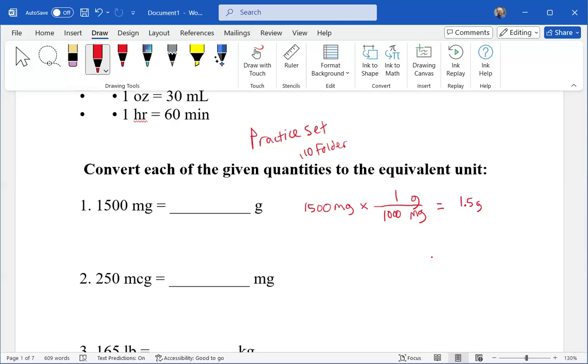Now, some people like to just do it this way. They know that going from milligrams to grams, I'm going to move my decimal 3 spaces. Now, the question is, do you move it 3 to the left or 3 to the right? So that's where it's important to kind of know.